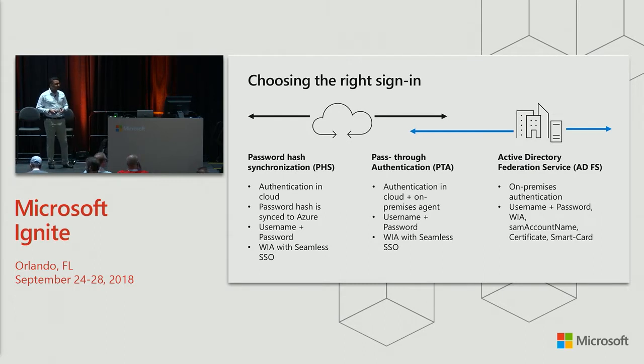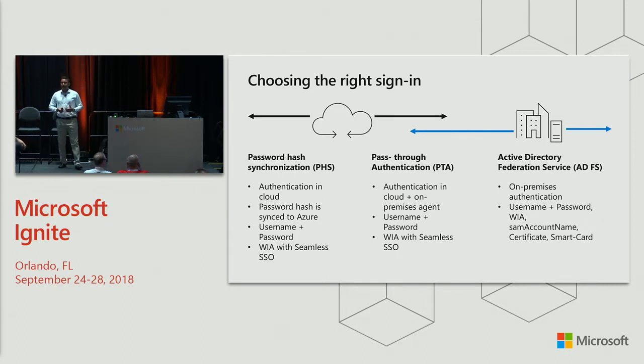So the first choice is, of course, password hash synchronization. And just to begin with, dispelling a common myth that this involves syncing your passwords to the cloud, it does not. Only the hashes of the passwords are synced to the cloud. This is a very fast way to get started with your cloud infrastructure, and you can select this option in Azure AD Connect. All the users will be able to use their username and password to log in. And now it also has seamless SSO capabilities that you can configure straight away from Azure AD Connect.